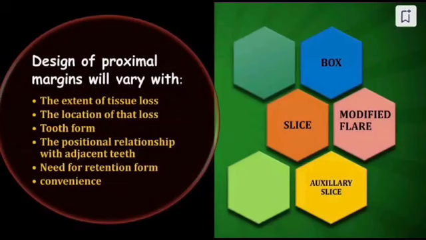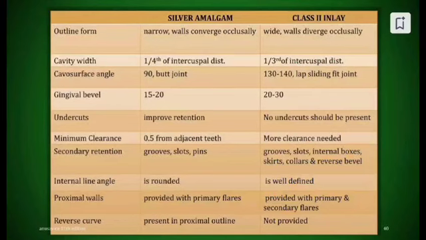So in case of class 2, the proximal margins will also vary in designs such as box shape, modified flare, slice, or auxiliary slice shape. So now we have seen about a cavity preparation in case of inlay. This tabular column summarizes the differences in the cavity of an amalgam restoration and a class 2 inlay.